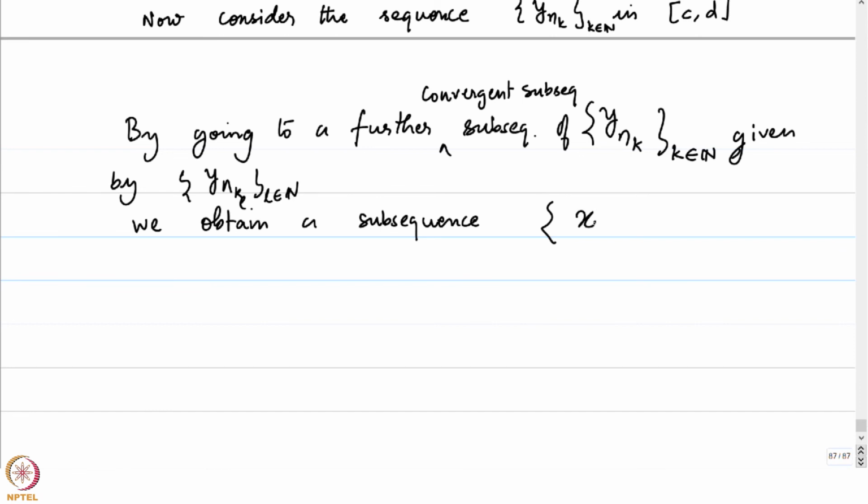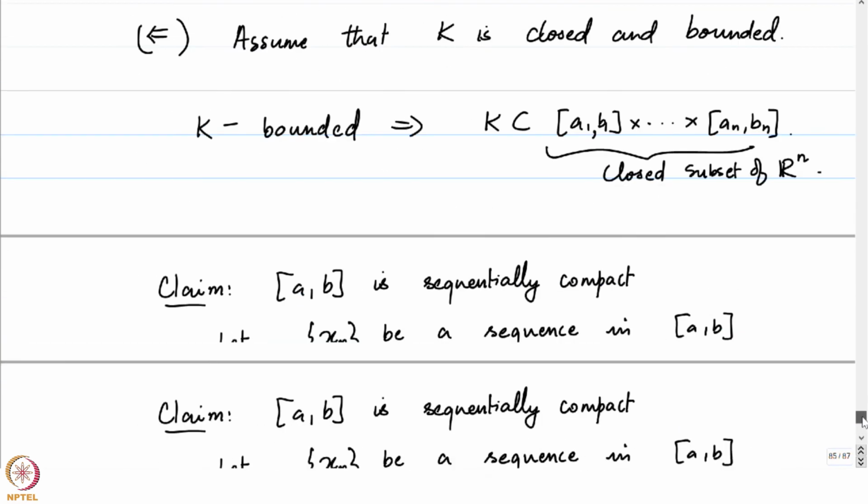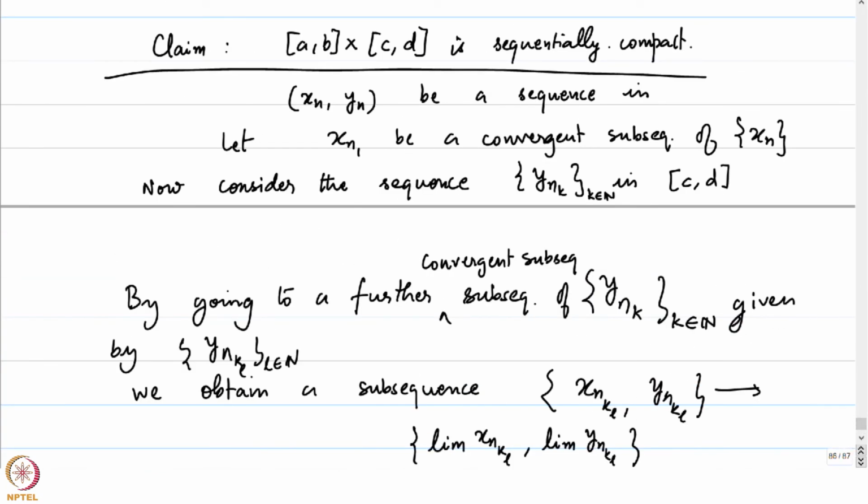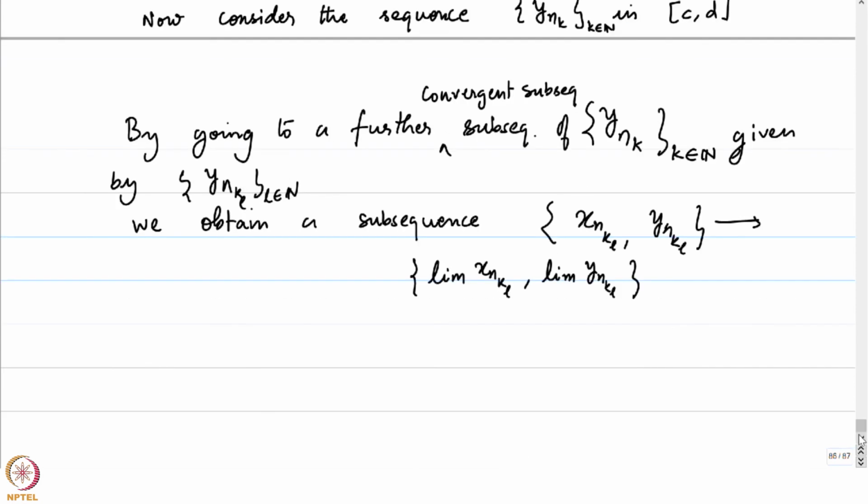Consider the subsequence xnkl, ynkl and prove that this is converging to the limit of xnkl and the limit of ynkl, which in particular belongs to AB cross CD, and therefore we have just shown that AB cross CD is sequentially compact. That was the second claim. Inductively, by an inductive argument, you could show that in Rn, if you look at the product of such intervals, they will be sequentially compact. And in a metric space, sequential compactness is equivalent to compactness.